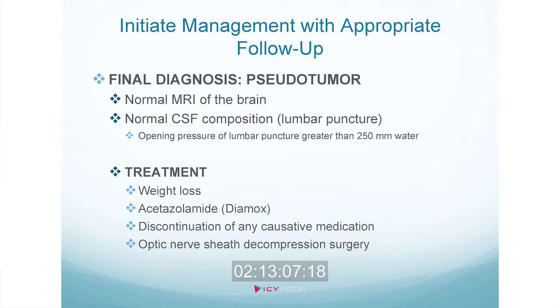Okay, so what do we do for her? What's the treatment? Again, talk about weight loss. It's huge. Get her on a diuretic, acetazolamide, Diamox. Discontinuation of any causative medication. Make sure that her hypertension and her diabetes are in place. And in the worst case scenario, they do optic nerve sheath decompression surgery, which she did not need. She actually did very well. She got on medications and did much better.